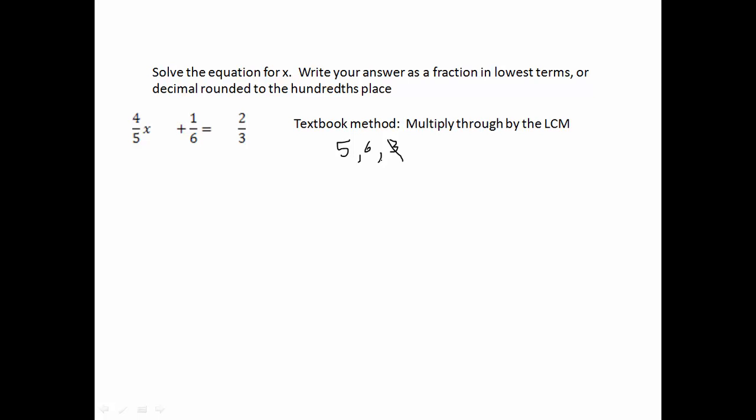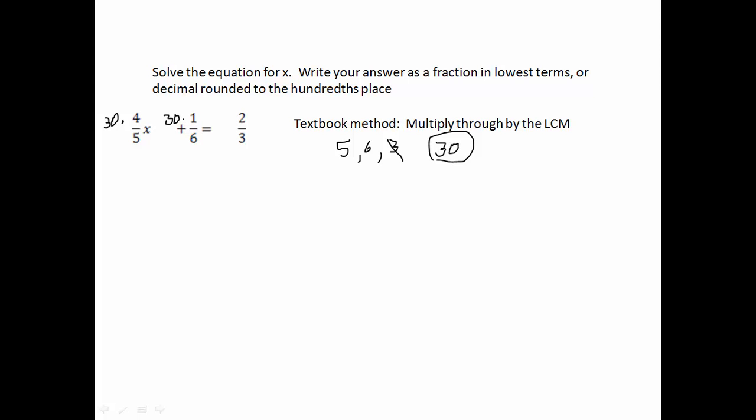You can look on the multiplication table in DocSharing in the 5's column and in the 6's column, and you'll see that a number they have in common is 30. There's other ways to find a least common multiple, but that's probably one of the better ones. So we'll go ahead and use 30. And that means I'm going to multiply each one of these things times 30. So I'll write 30 times here, and 30 times over here.